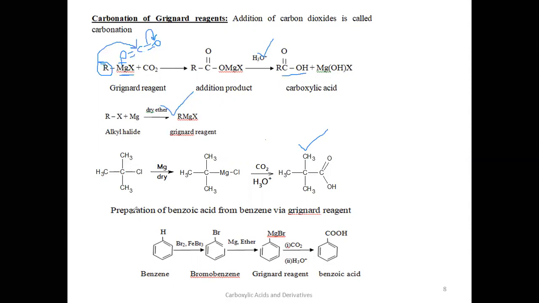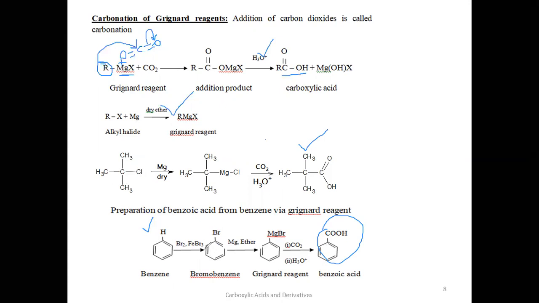Now let's see the preparation of benzoic acid. So how do you prepare this benzoic acid? You can prepare directly from benzene. From benzene, what else we need? We need a halogen substituent. After the halogen, we have to convert it to magnesium. To get that halogen substituent here, we have to do the halogenation here. For halogenation, we are using Br2 and FeBr3.